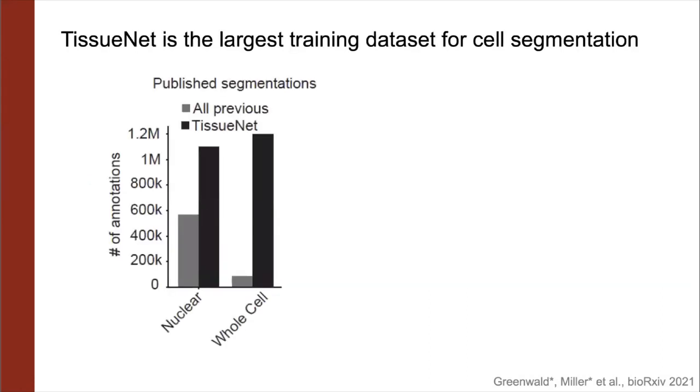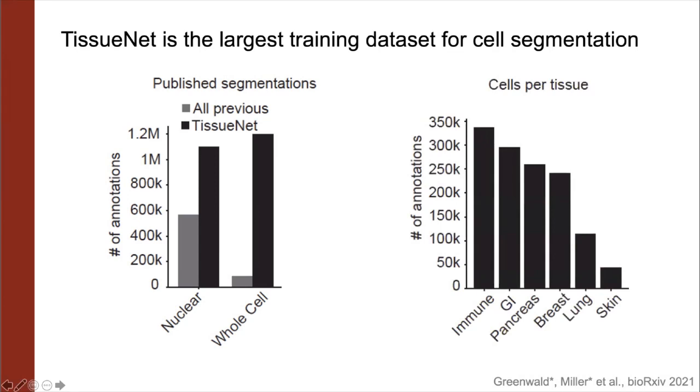As you may be aware, deep learning models require large amounts of training data in order to get accurate performance. We created TissueNet, which is the largest data set to date of training data for cell segmentation. TissueNet contains more than 1 million paired annotations for both nuclear and whole cell data. If you're interested in the process that underwent the creation of TissueNet, you can check out our preprint, which I've listed here below.